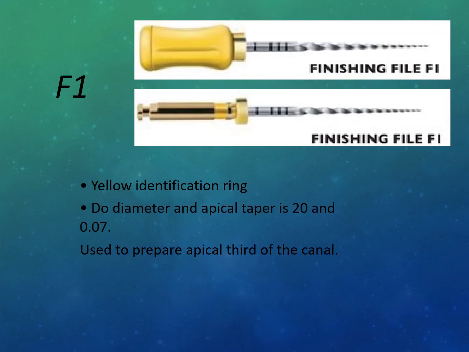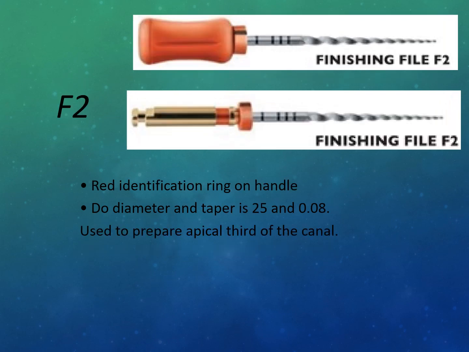And next, when you come to F1, it is called a finishing file. This finishing file is used to prepare your apical third of the canal. See, it has been divided into three parts. F1 has a yellow identification ring, and the tip diameter and apical taper are 20 and 0.07. And the red one has a tip diameter of 25 and a taper of 0.08, used to prepare the apical third of the canal.